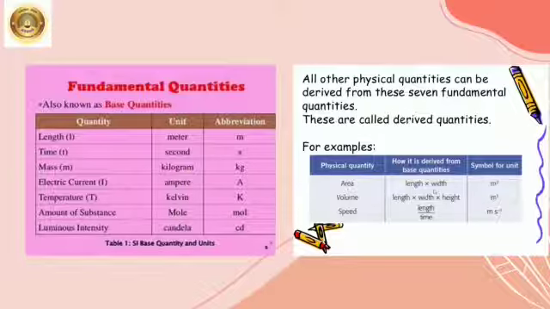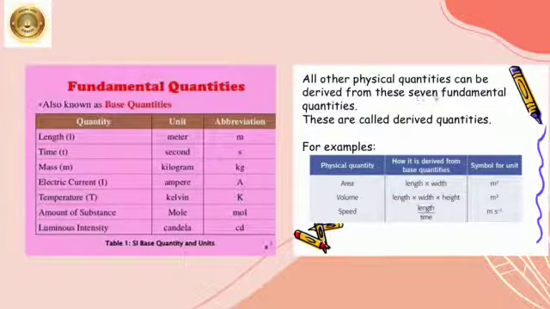Area is length into width. What is the unit of length? Meter. What is the unit of width? Meter again. So the symbol for this becomes meter squared. In the same way, we can derive the units of other quantities which are related to the fundamental quantities. So these are called derived quantities.